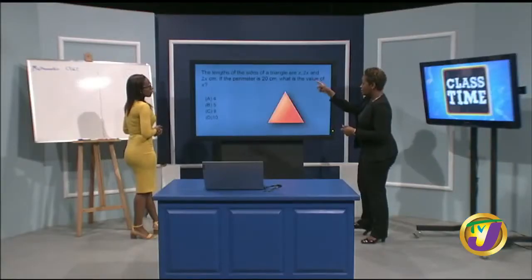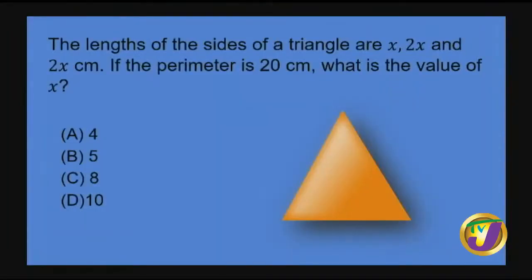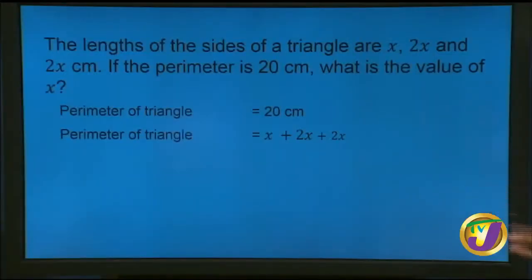So it gave us some information. It says the sides of the triangle are x, 2x, and 2x. It's not drawn to scale, guys. And we know that the perimeter is 20 centimeters, so we can make a simple math sentence: x plus 2x plus 2x is going to give you 20 cm.